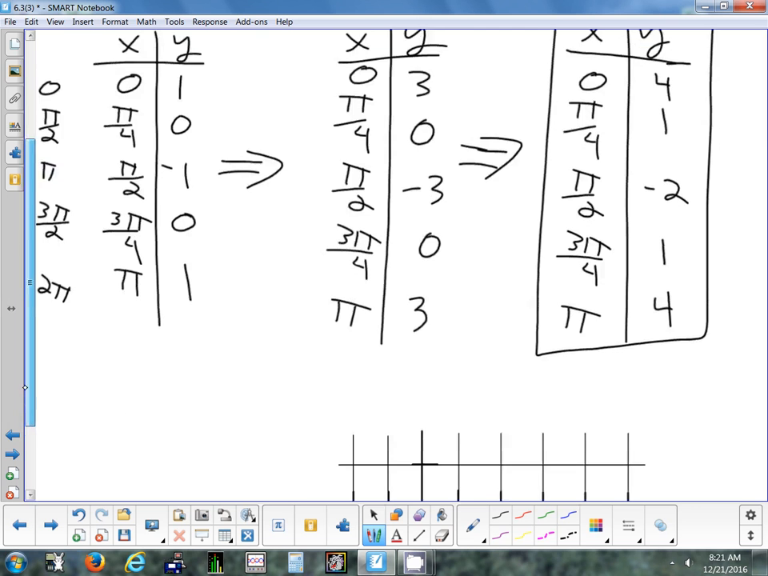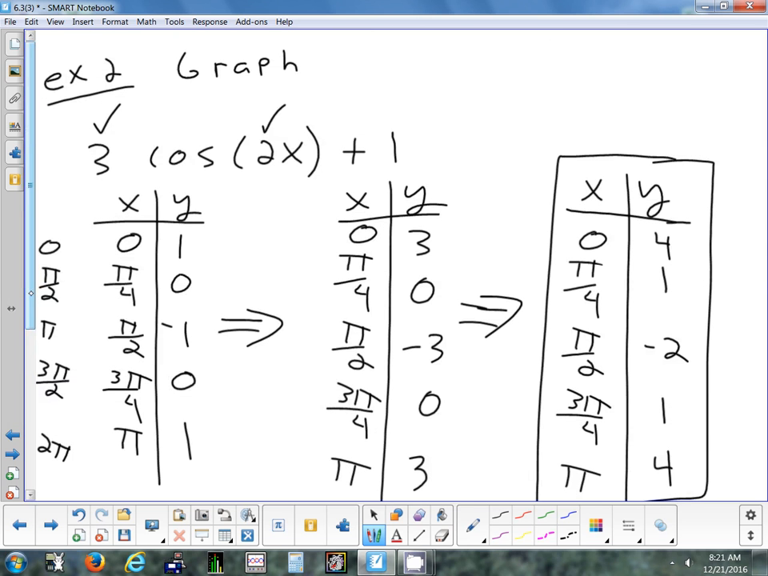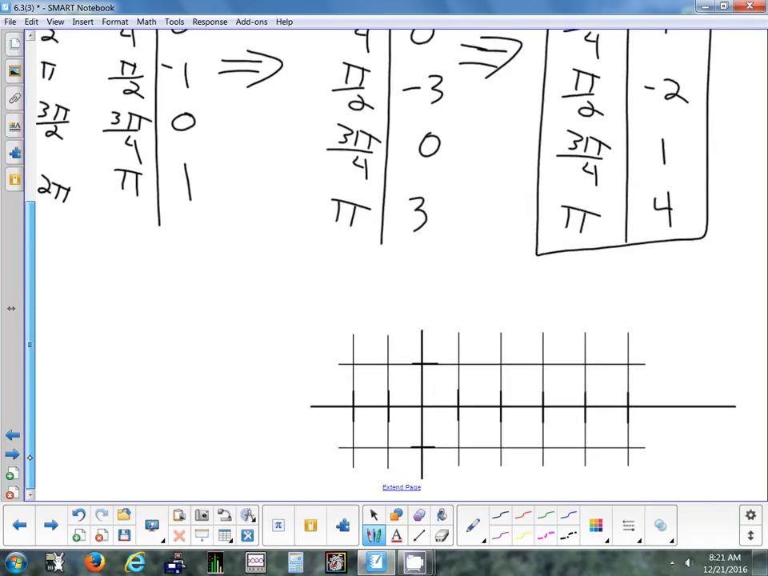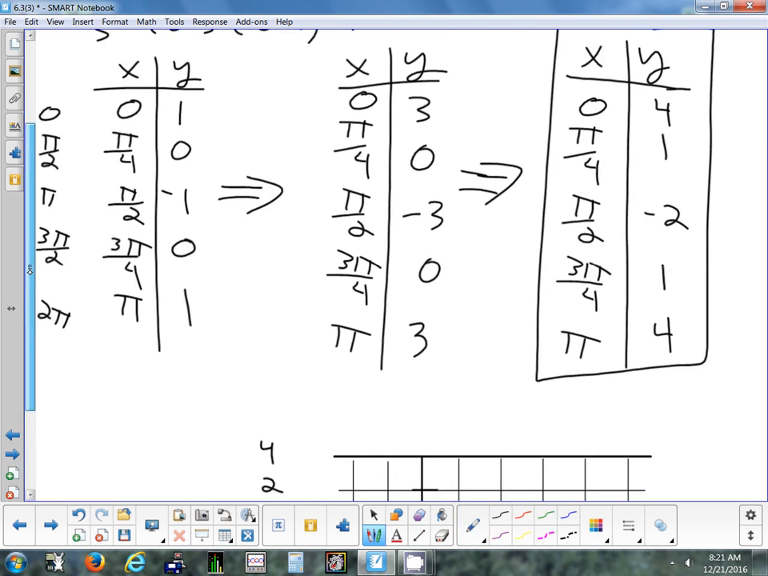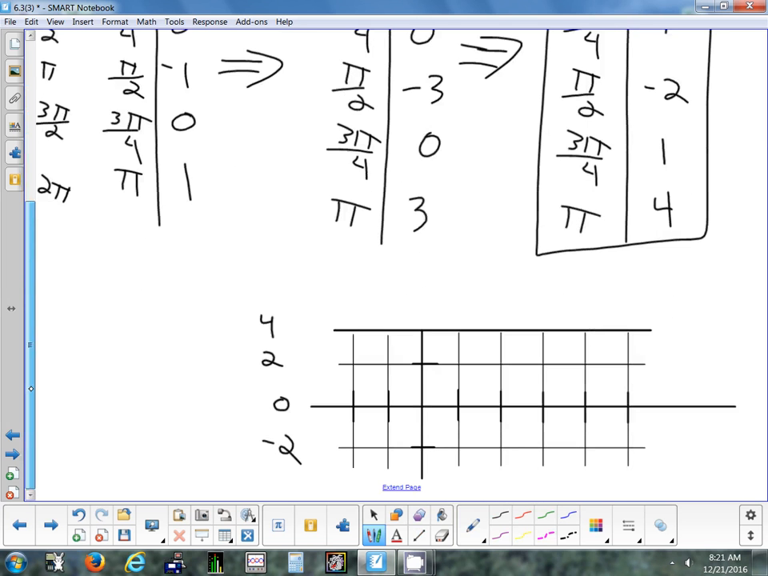All right. What's the period of this function? Pi. Yep. What's the amplitude? 3. And the range, I just said to you, negative 2 to 4. Okay, so let's graph it. I need to go from negative 2 to 4. So what I'm going to do is just put another line in. This will be 0, 2, 4, negative 2. Okay, x's, we're just going to space them equally every 45 degrees.